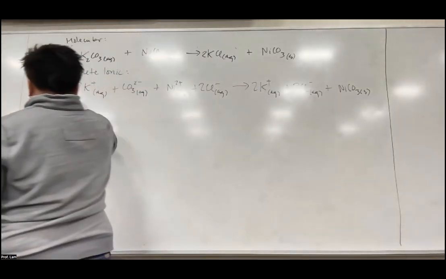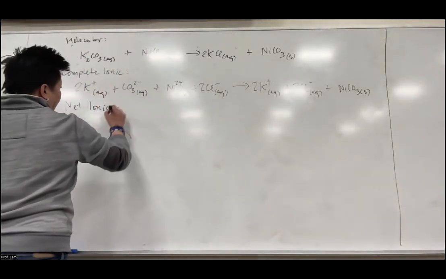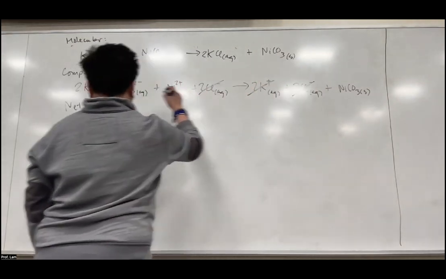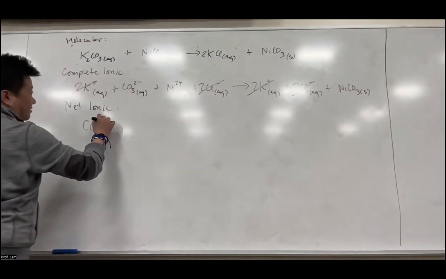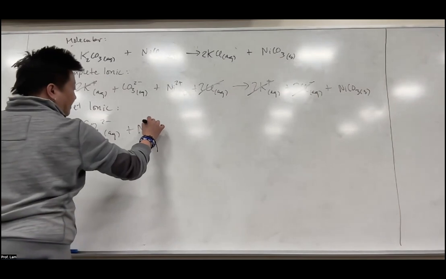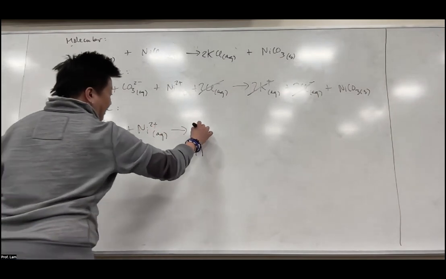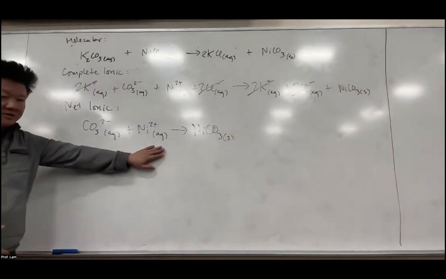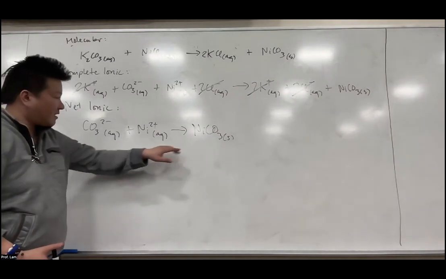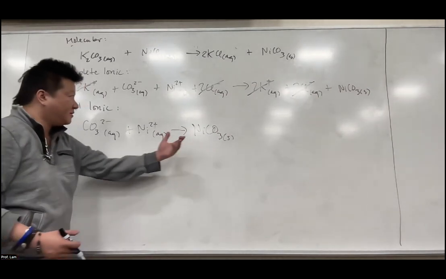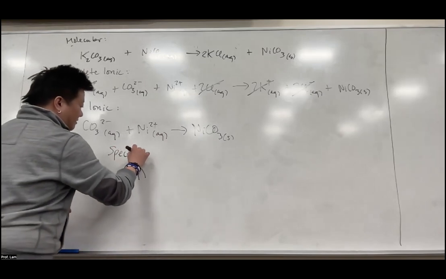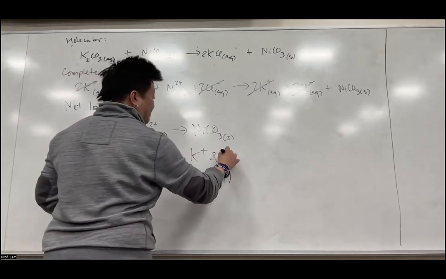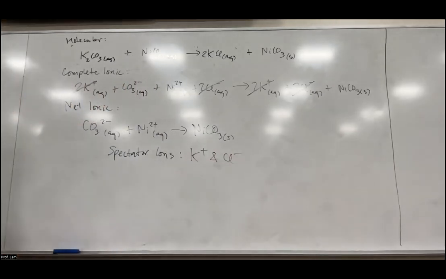And then the net ionic, when you cancel things that are the same on both sides, so the Cl minus goes away, 2K plus goes away, right? And what do you have left? CO3 2 minus aqueous plus Ni2 plus aqueous goes to NiCO3 solid. So, okay, the net ionic is just really clean. It just shows you the reaction, right? These two things came together to precipitate, right? Aqueous to solid. And then the spectator ions are the ones that you crossed out. So if you're asked for that, you'd say K plus and Cl minus are my spectator ions.